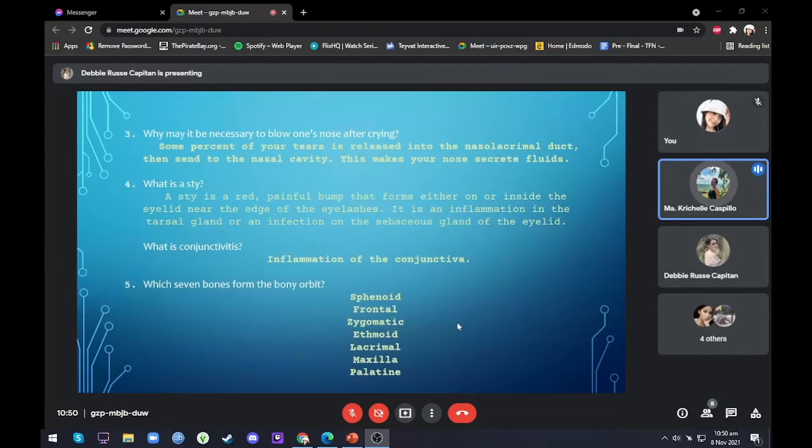4. What is a sty? A sty is a red, painful bump that forms either on or inside the eyelid near the edge of the eyelashes. It is an inflammation in the tarsal gland or an infection on the sebaceous gland of the eyelid. What is conjunctivitis? It is the inflammation of the conjunctiva. 5. Which 7 bones form the bony orbit? Our answer is the sphenoid, frontal, zygomatic, ethmoid, lacrimal, maxilla, palatine.